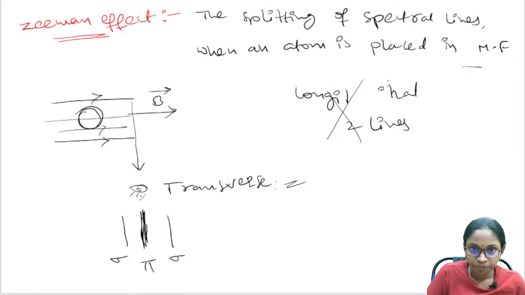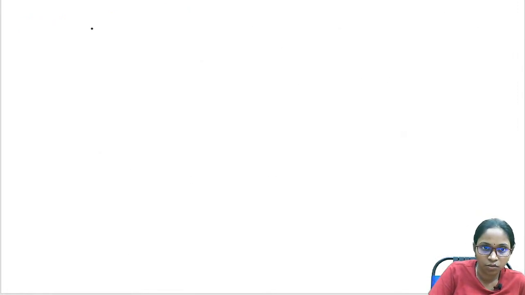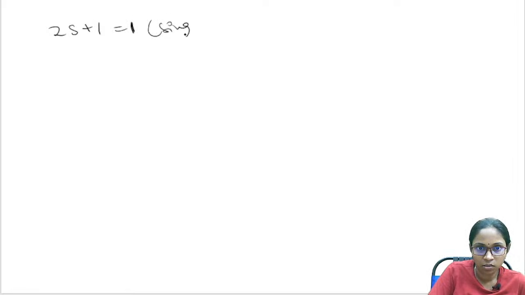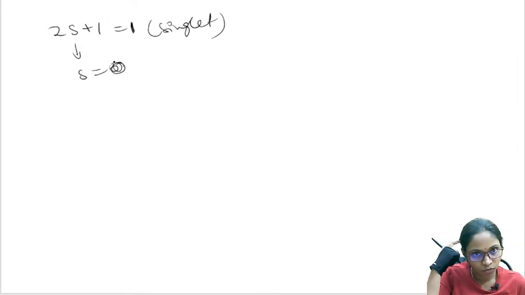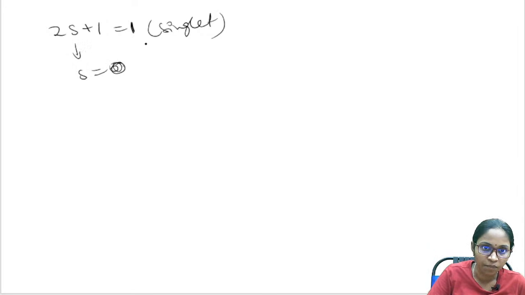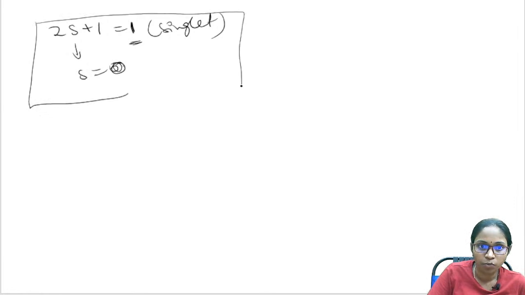So the Zeeman effect is due to singlet. If the multiplicity is equal to 1, which is known as singlet, that means to be a singlet, the S value must be equal to 0. So the Zeeman effect is observed when the S value is equal to 0 and the multiplicity is equal to 1. Remember this point, very important point. Zeeman effect is observed for S equals 0.